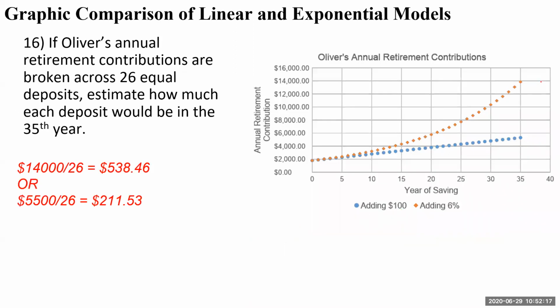Now here we wanted to estimate how much each deposit will be in 35 years for both of the investments, the linear versus the exponential. And that is what you have. So we broke them up into 26 equal deposits. So we had to divide the return at the end of the period, 35 years, by 26 months. And that gave us the monthly payments.